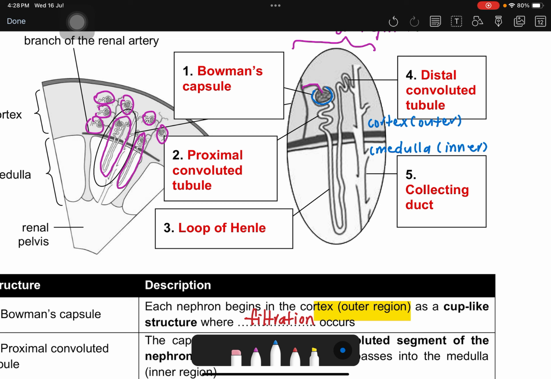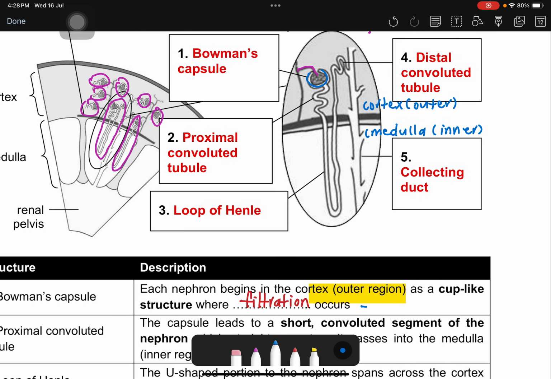So the liquid, the filtrate, okay, I'll use the word filtrate right now since filtration has happened. Filtrate will continue flowing in the nephron.